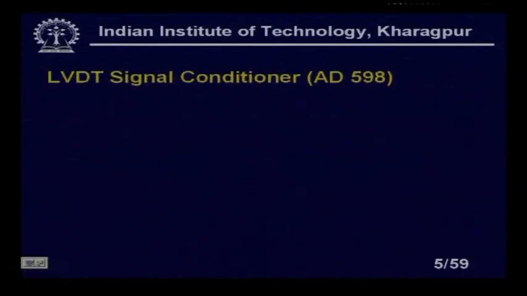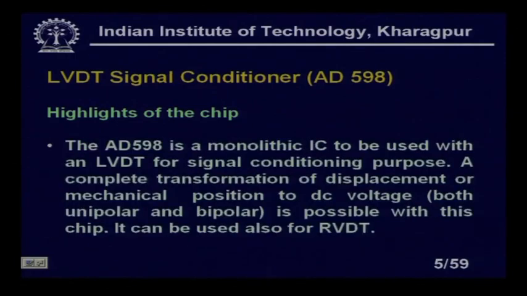Now, the LVDT signal conditioner circuit is the AD598, a chip developed by Analog Devices. The AD598 is a monolithic IC to be used with an LVDT for signal conditioning. A complete transformation of displacement or mechanical position to a DC voltage, both unipolar and bipolar, is possible directly, because we have seen that to make it phase sensitive I need a phase sensitive demodulator. Those things also can be eliminated if I use this AD598.